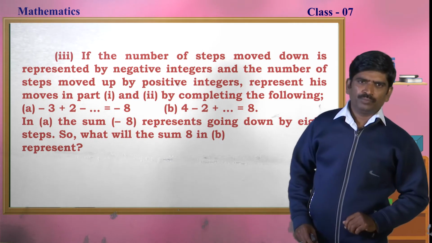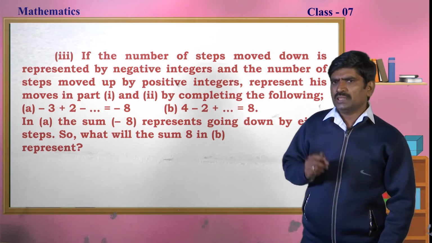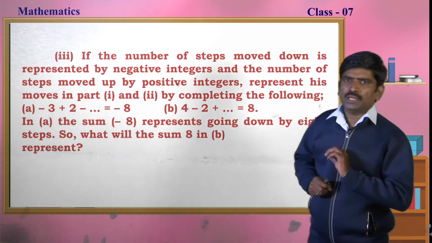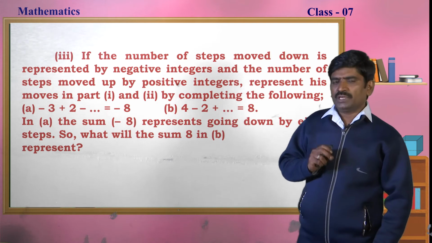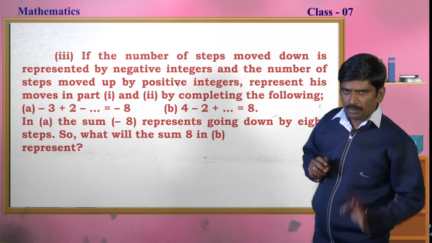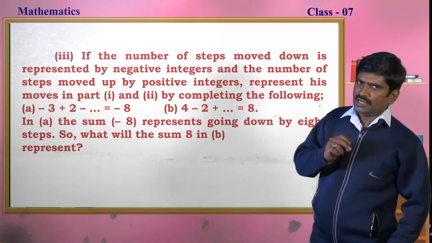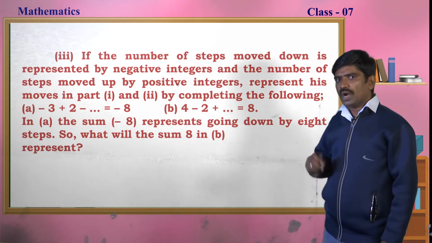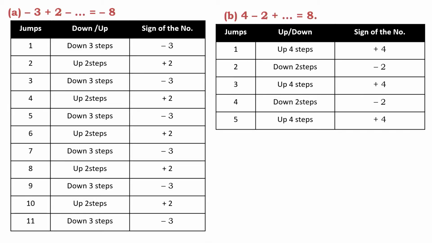What is the third question? If the number of steps moved down is represented by a negative integer and the number of steps moved up by positive integers, then complete the following for the moves in part 1 and 2. A: -3 + 2 ... is equal to -8. B: 4 - 2 + ... is equal to +8. In A, the sum -8 represents going down by 8 steps. So, what will the sum +8 in B represent?